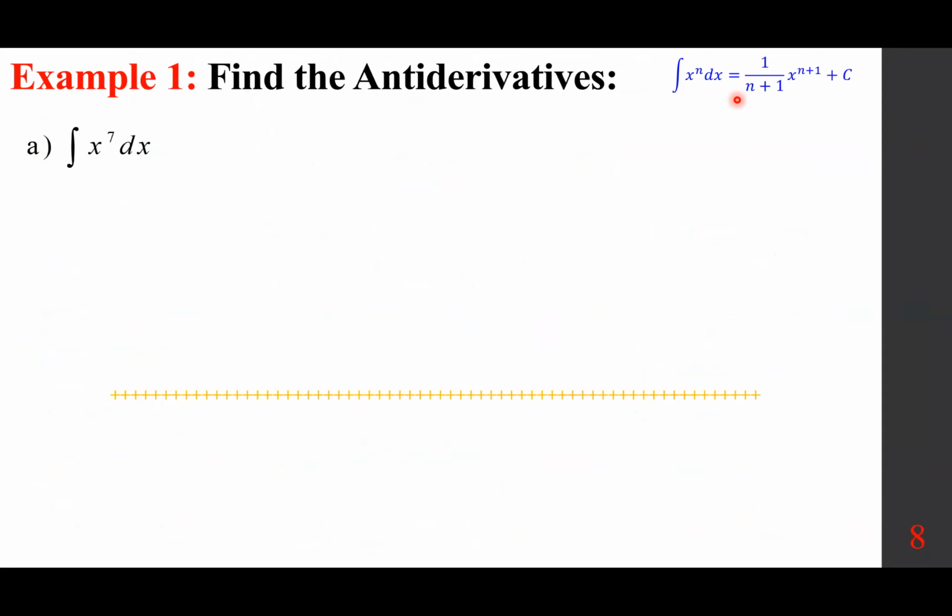Here's the power rule. The integral of x to the power of n dx is 1 over n plus 1, x to the power of n plus 1 plus c. Therefore, we're going to use the power rule. We're going to divide 1 by 7 plus 1, and then x to the power of 7 plus 1 and a constant. So whether you want to write this intermediate step or not, that's the final answer. Very straightforward, everybody. What would be the answer here? Anyone?